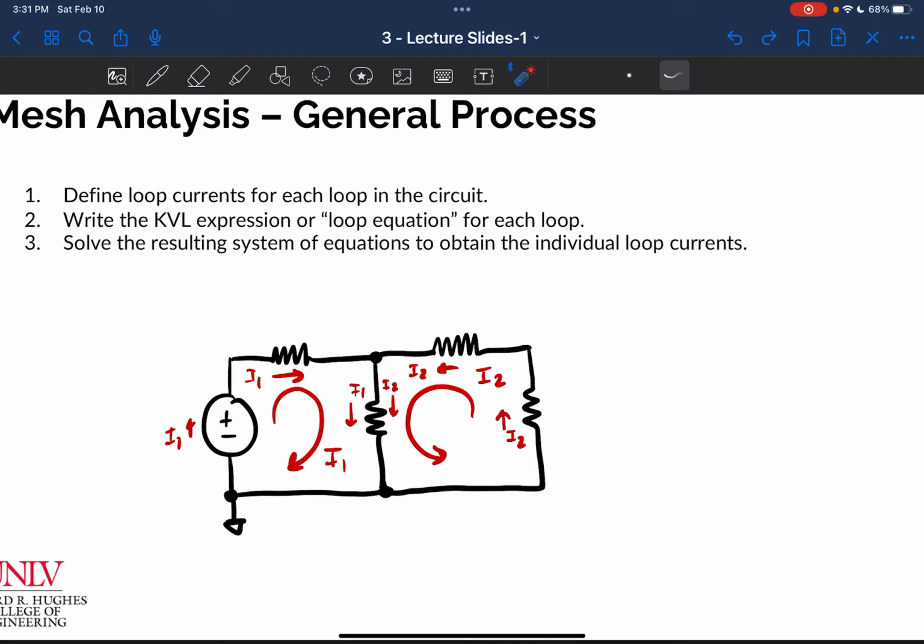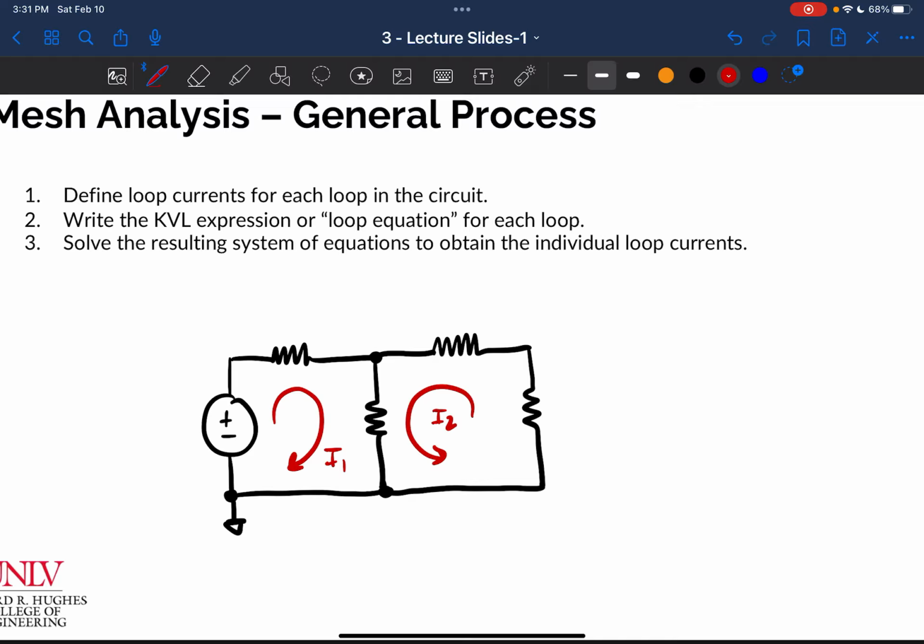We've done that. We called one of them I1, we called the other one I2. Let me go ahead and erase all this other stuff. Oops, I think I erased the I2 label as well. Okay, so we've defined loop currents for each loop.